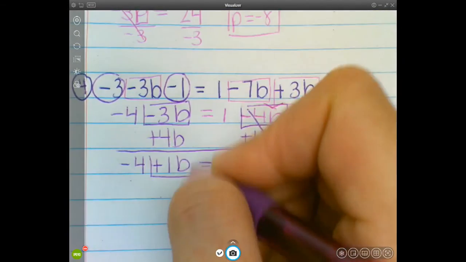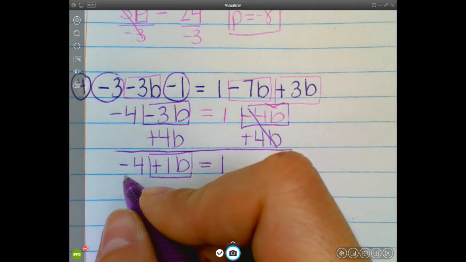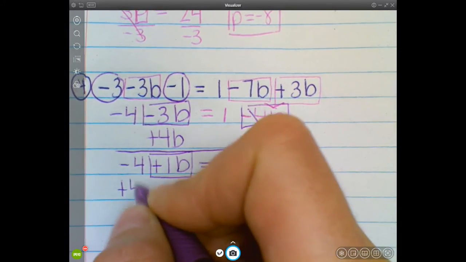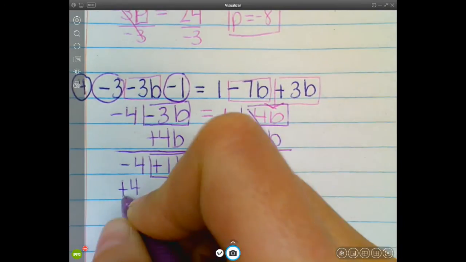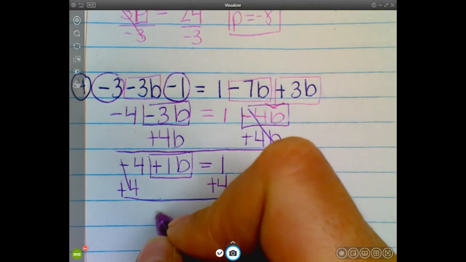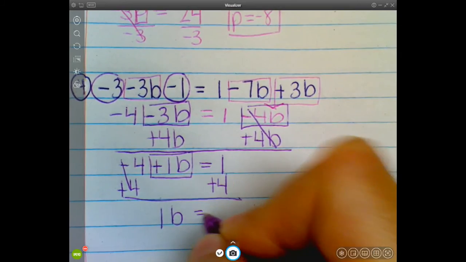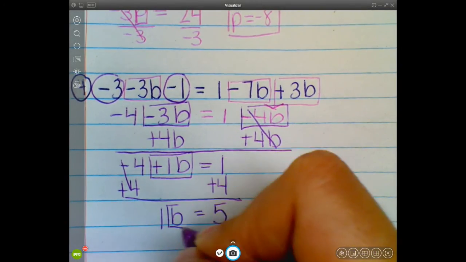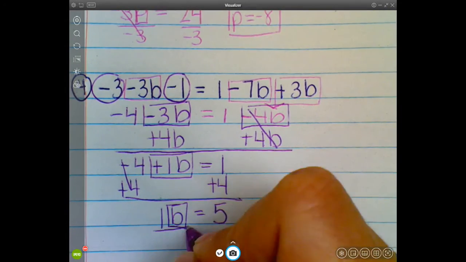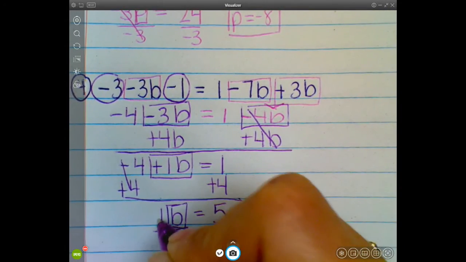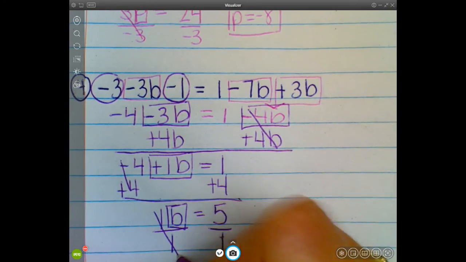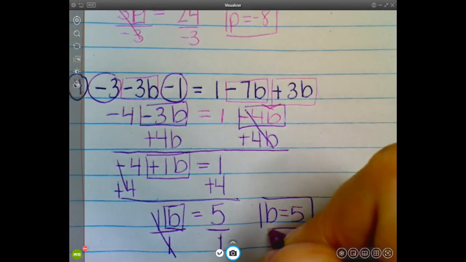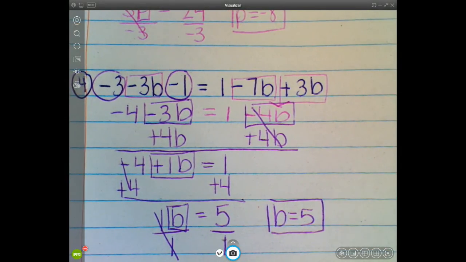If I box my variable now, I want to isolate the b, so I want to move the negative 4. So I'm going to add 4 to both sides. These cancel. I get 1b equals 1 plus 4, which is 5. The final step to getting b by itself is to divide by 1 on both sides to isolate the b and get rid of that 1. So my final answer is b equals 5. And that's it for variables on both sides.